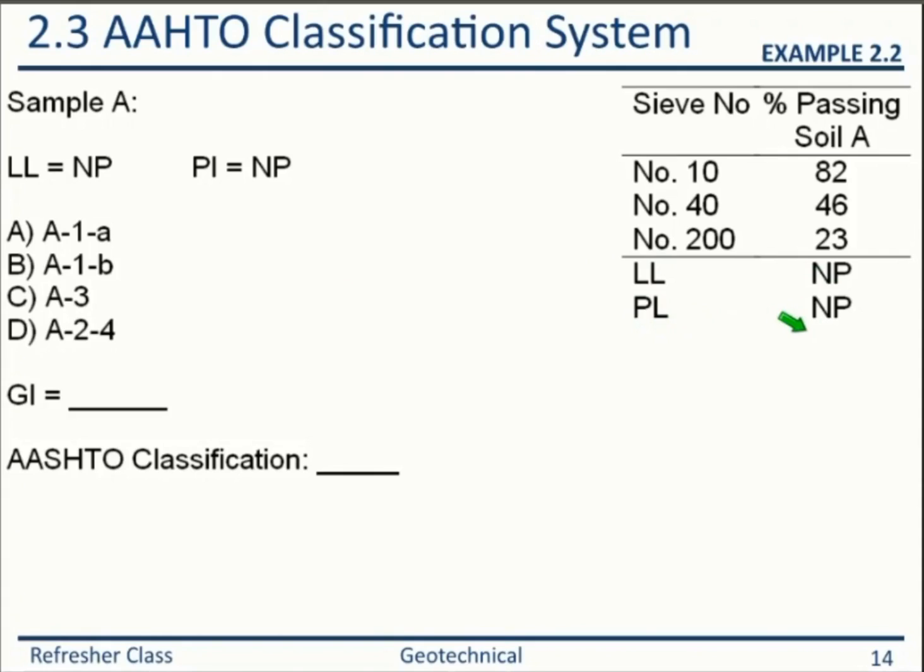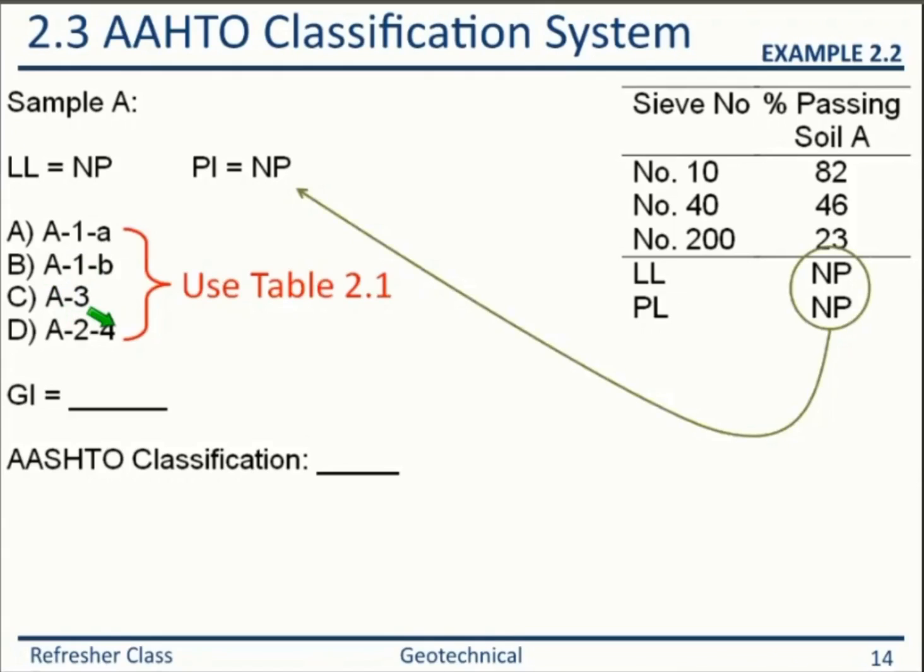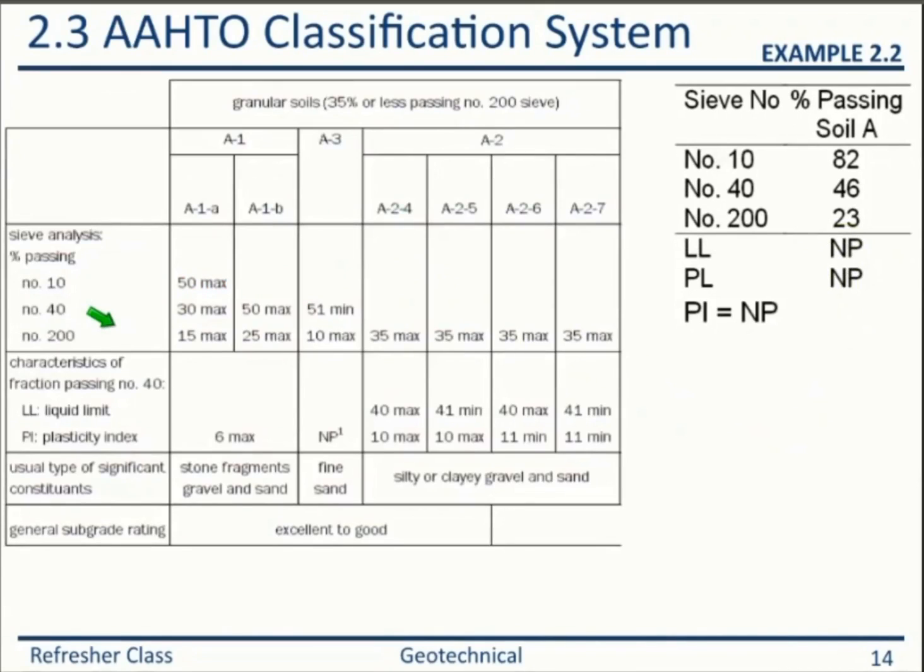First of all, percentage passing through number 200 sieve is 23%. Alright? So you should start from the far left. If you look here, at the far left, you have A-1 followed by A-3 followed by A-2, right? If you look at the answers, there is A-1-a, A-1-b, A-3, A-2, A-4. So all of them are present. So you need to use the AASHTO table, which is this, right?